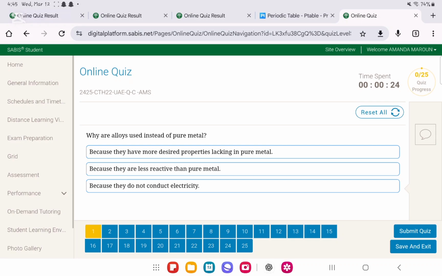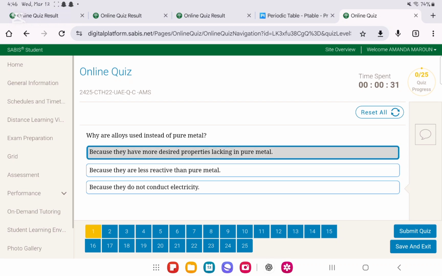Why are alloys used instead of pure metals? Majority of the time we use alloys because they have more desired properties lacking in pure metal. For sure, if you mix two metals with strong properties, you might get a metal or an alloy with a stronger property. So they have desired features that are lacking in most pure metals.